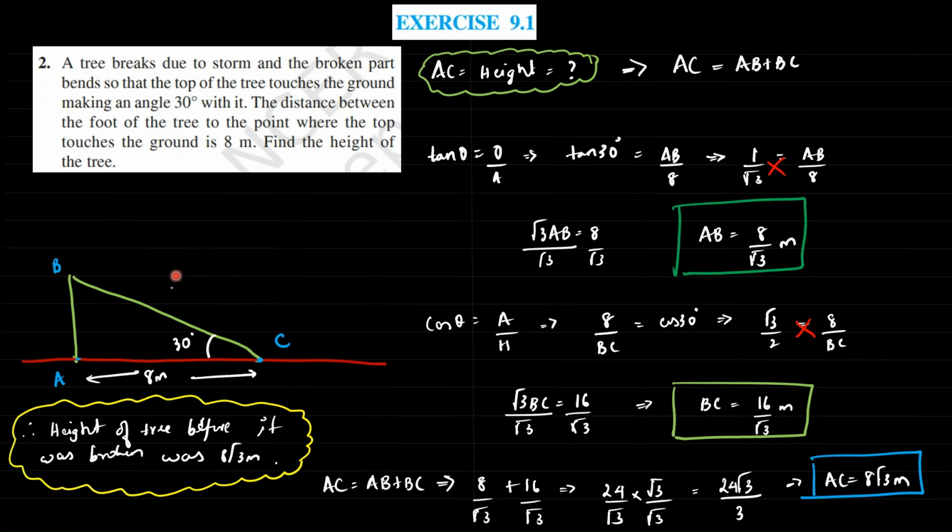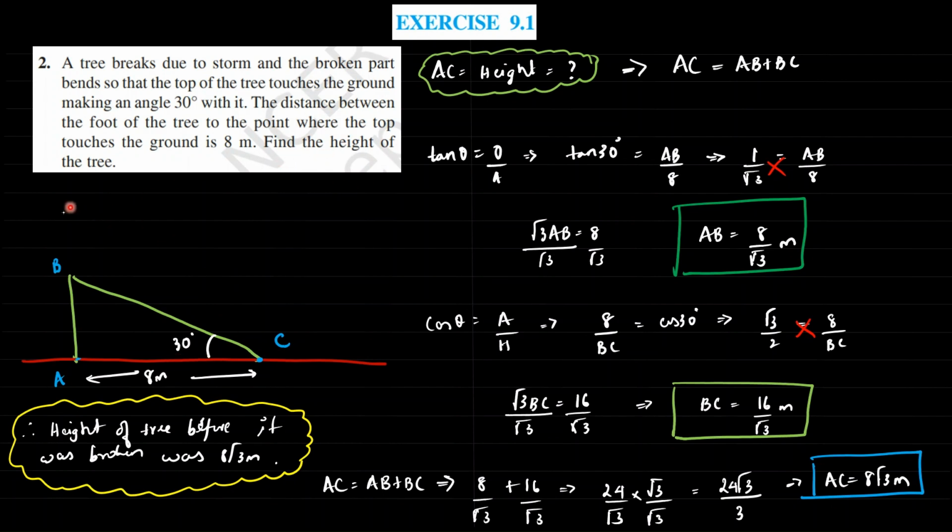So first what I have done is I have started by writing down the diagram. Then what does it say? The distance between the foot of the tree and the point where the top touches the ground. So this is the point where the top touches the ground, and it is how much? 8 meters. So I have written down 8 meters over here, right? So what is asked? Find the height of the tree.